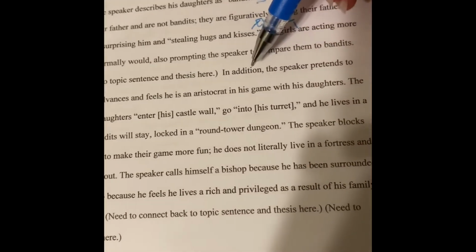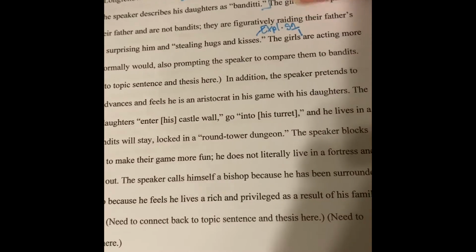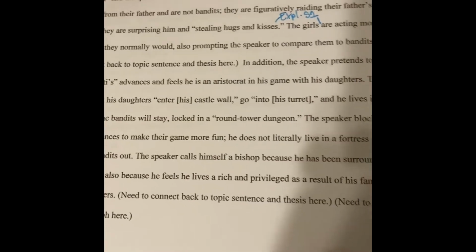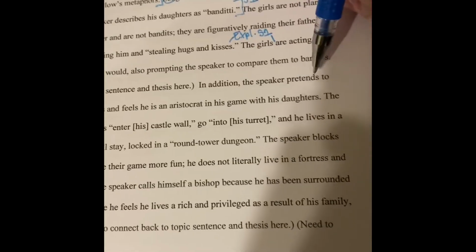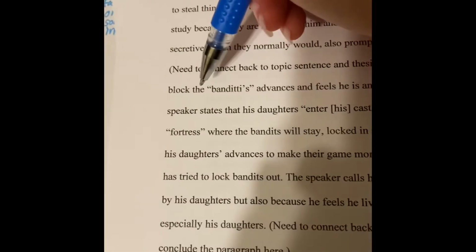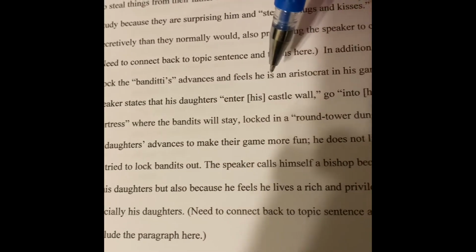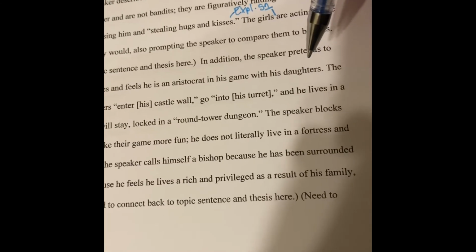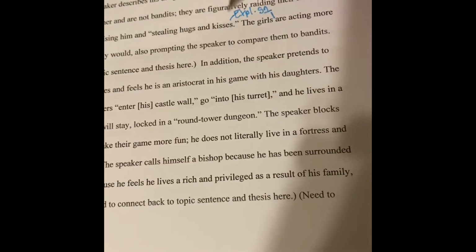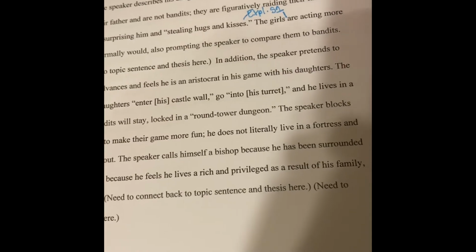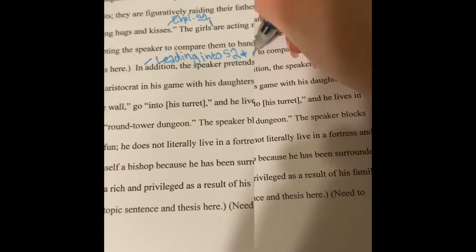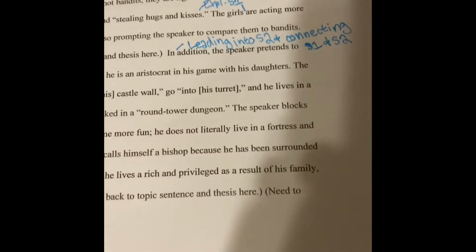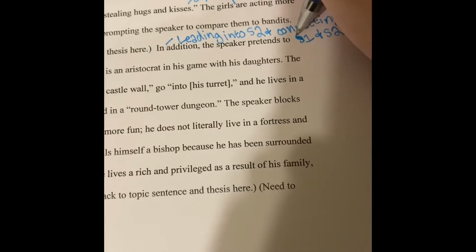Okay. In addition, we have a transition there so we can tell, hey, we're getting into another idea. "The speaker pretends to block the banditi's advances and feels he is an aristocrat in his game with his daughters." Okay, again, what we're doing here is we're going from this piece of support and we're leading into the next piece of support. So leading into S2 and connecting S1 and S2, support 1 and support 2, that is.